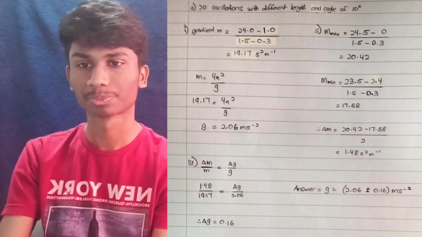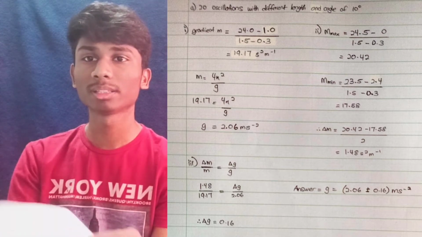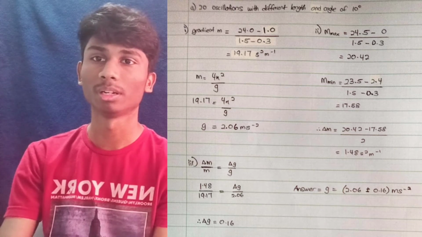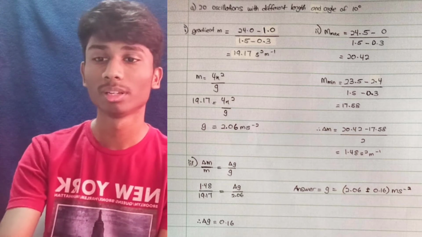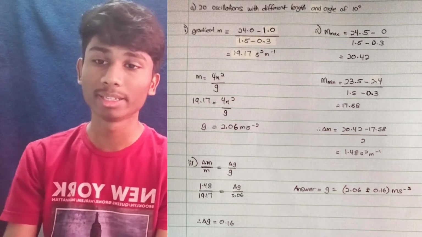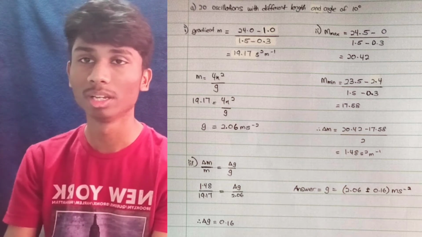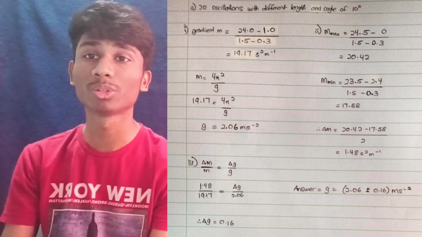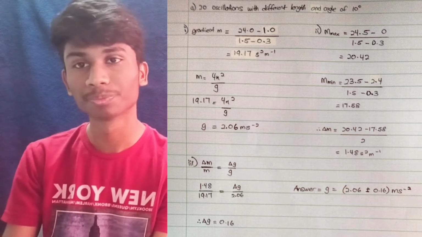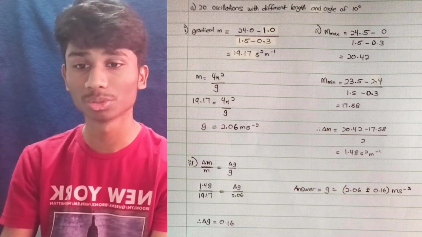we are going to calculate the gradient of the graph using the maximum and minimum lines from the graph. After getting the gradient, we are going to find the g value, which is the acceleration due to gravity. To find g, we use the formula that was given: m equals 4 pi squared divided by g. When we substitute all the values, we get g with a value of 2.06 m s^-2.